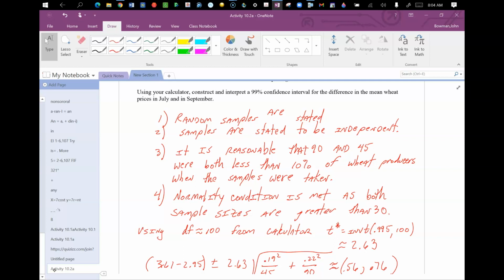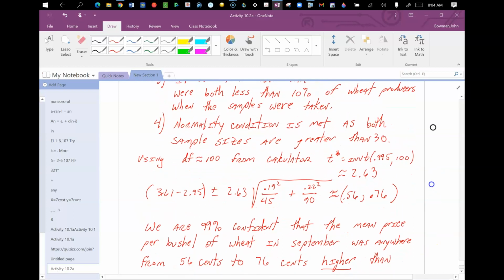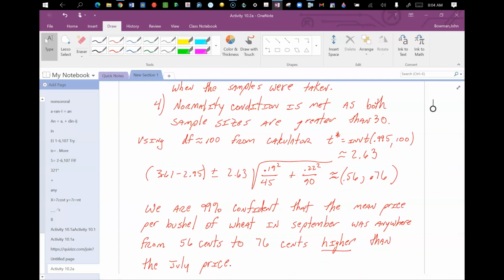So random samples are both stated. Samples are stated to be independent. It's reasonable that 90 and 45 were both less than 10% of wheat producers when the samples were taken, and the normality condition is met as both sample sizes are greater than 30. Since we're using the calculator, we're going to use the more accurate degrees of freedom. So using the calculator would give us approximately 100 degrees of freedom.